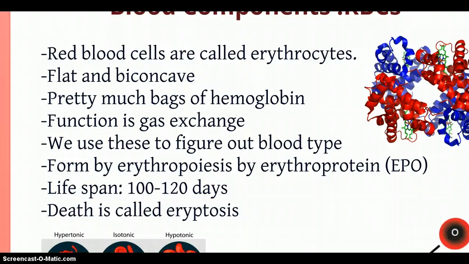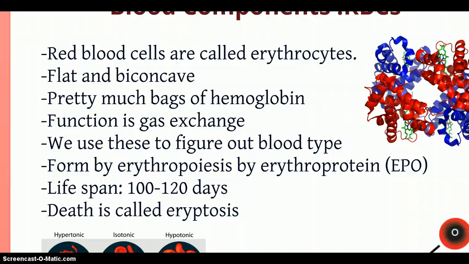So let's talk about red blood cells. Your red blood cells are also called erythrocytes, as I said before. They're flat and biconcave, which means they're a little bit donut-shaped. They're pretty much bags of hemoglobin since they have nothing in them besides hemoglobin. They have no organelles whatsoever. Their function is to exchange respiratory gases, so carbon dioxide and oxygen. We use your red blood cells to figure out your blood type.